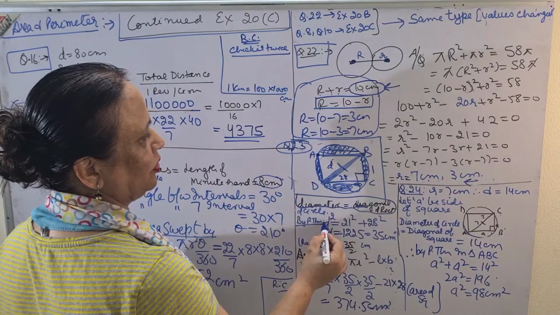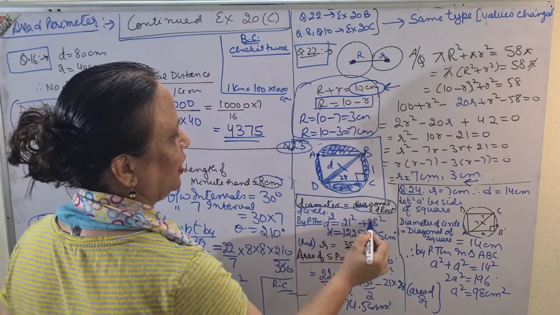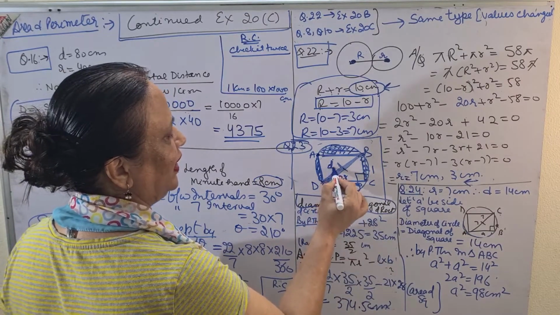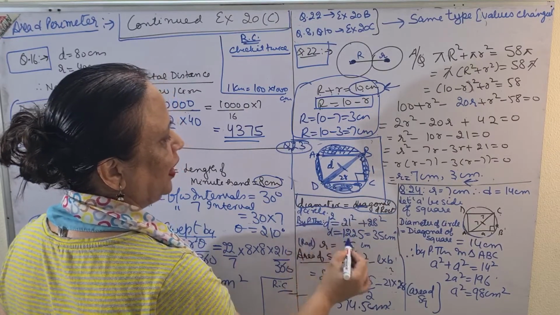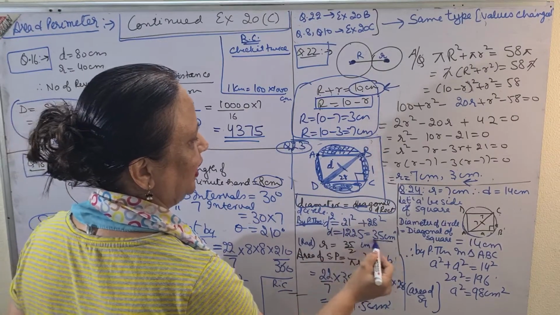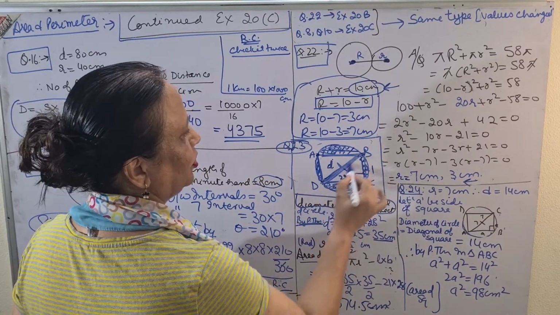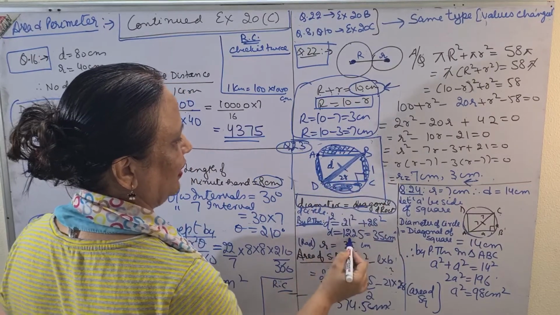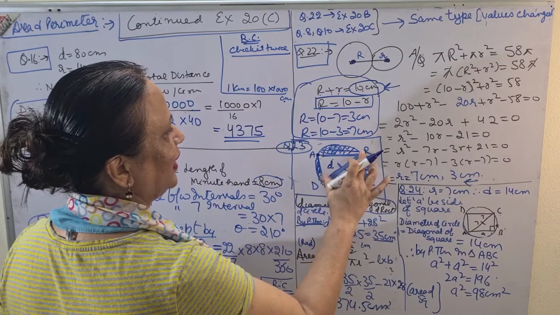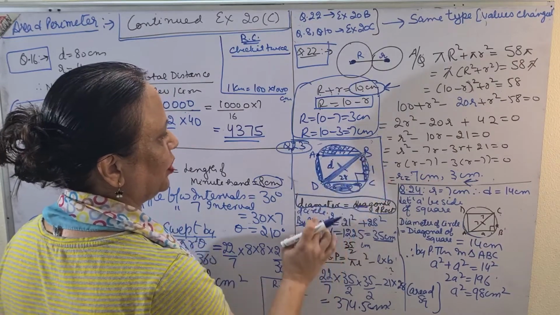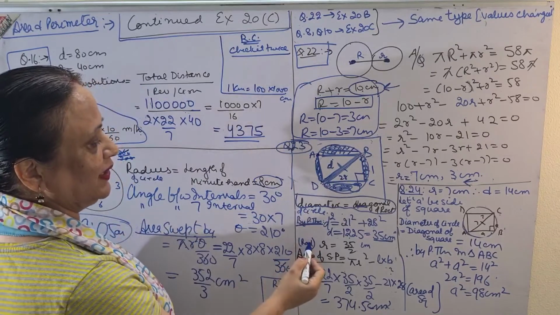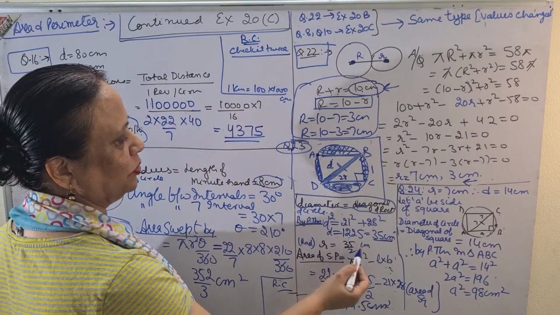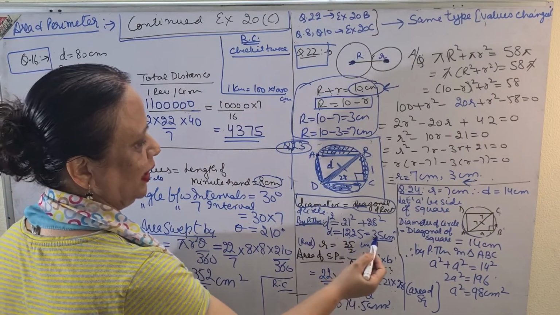So D square is equal to 21 square plus 28 square, because I have to find D since it is a right angle triangle. So by Pythagoras theorem, I will calculate it and I will get D to be 35 centimeter. So total BD is equal to 35 centimeter, but BD is the diameter of the circle, and to calculate the shaded portion I need the radius. So hence radius is equal to 35 by 2 centimeter, half of the diameter.